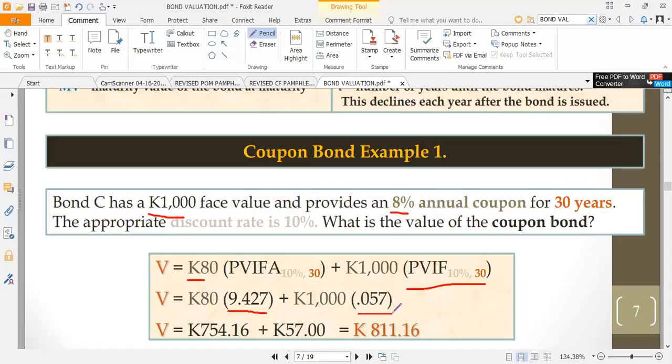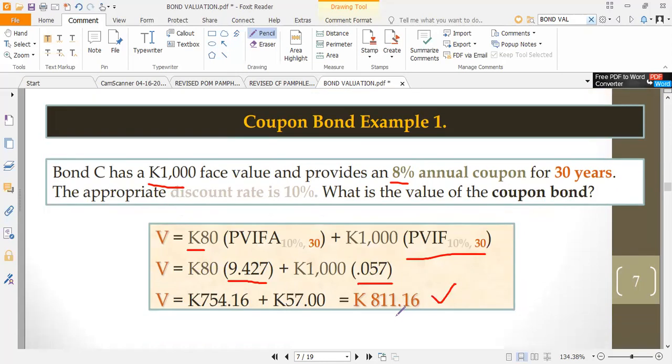0.057. This is where the figure is. So when you compute this, you're going to find 811.16. This is a discount bond. We're selling it below our face value.